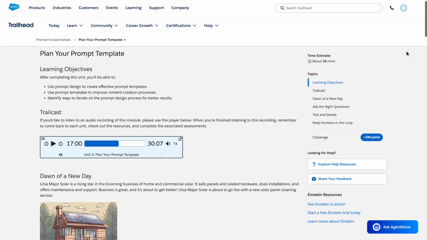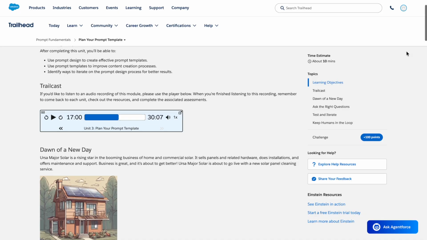Plan your prompt template. Learning objectives. After completing this unit, you'll be able to use prompt design to create effective prompt templates, use prompt templates to improve content creation processes, and identify ways to iterate on the prompt design process for better results.